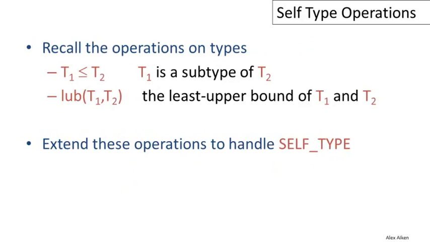So to do better than just throwing all the self-types away, we need to incorporate self-type into the type system. And the way we're going to do that is by looking at the operations that work on types in the type system, and there are two of them. There's the subtype relationship that we've talked about before, so when one type is a subtype of another, and there's the least upper bound operation that tells us what the smallest type is that's bigger than both of two argument types. And all we have to do now is extend these operations to handle the type self-type.